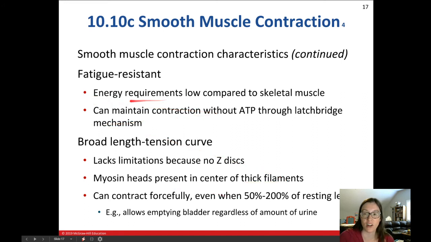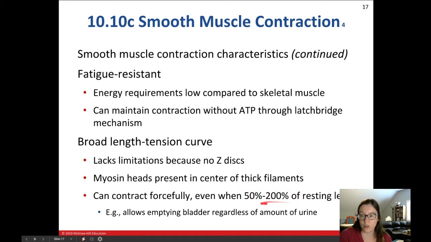The energy requirements are fairly low compared to skeletal muscle, and once again, that latch bridge mechanism makes it easier to maintain the contraction without spending additional ATP. And the length tension curve is really broad because this allows the muscle to contract very effectively when it's stretched out or when it's contracted. Because we don't have sarcomeres and we don't have Z discs, the way the thick and thin filaments are arranged makes it very efficient. And so it can contract forcefully even if it's really contracted or really stretched.